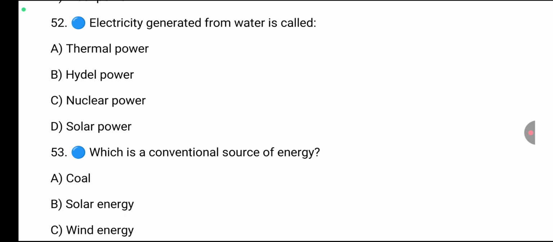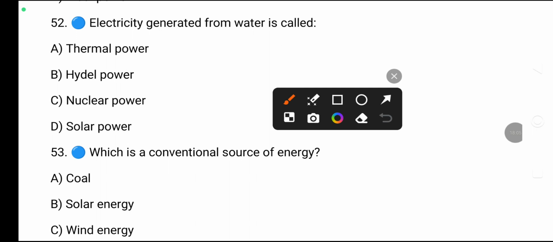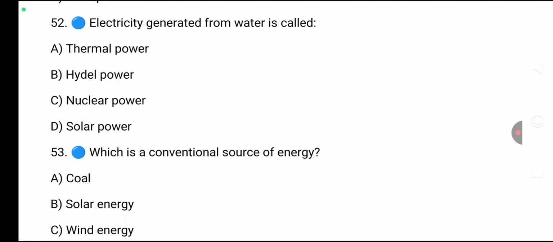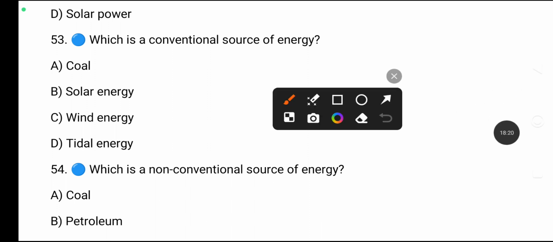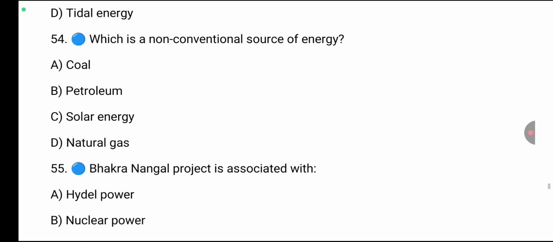Now moving on to question number 52. Electricity generated from water is called dash. Thermal power, hydro power, nuclear power, solar power. That is hydro power, that is Hydel power. Now moving on to question number 53. Which is a conventional source of energy? Options are coal, solar energy, wind energy and tidal energy. Answer will be coal.